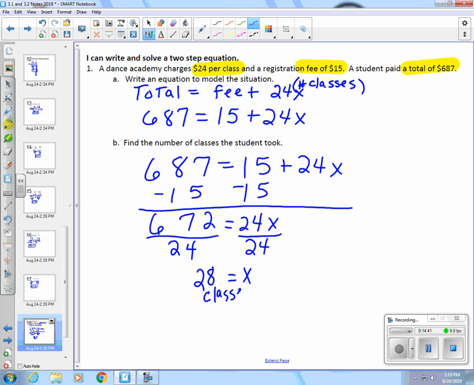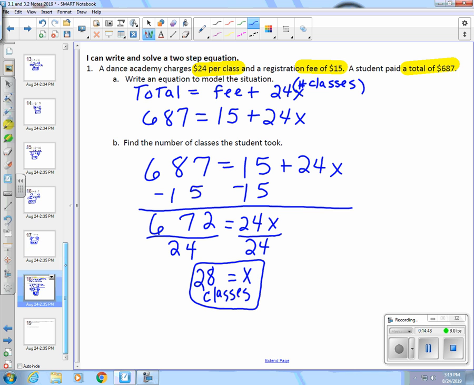Don't forget your labels. The label will be worth a point on your test. The answer itself is worth a point, but the label will be worth a point as well, because we want to find the number of classes the student took.